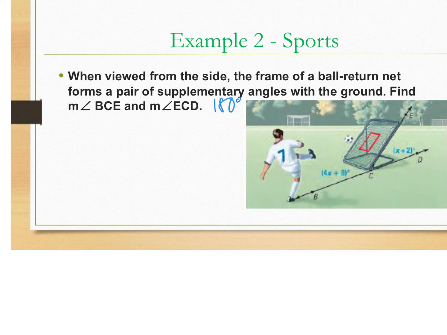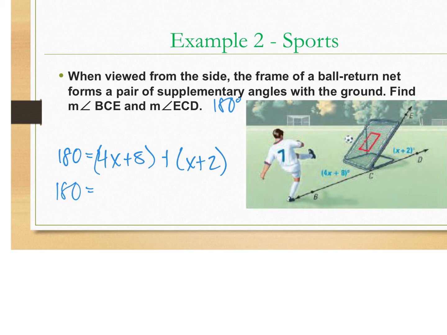Wait, so you're going to add them together? Why would you do that? To find out what x is. Very good. But why are you adding them together? You're absolutely correct. I'm just being difficult as your teacher. If you add them together, you should get 180. So we're going to set it up: 180 degrees is equal to 4x plus 8, plus x plus 2.